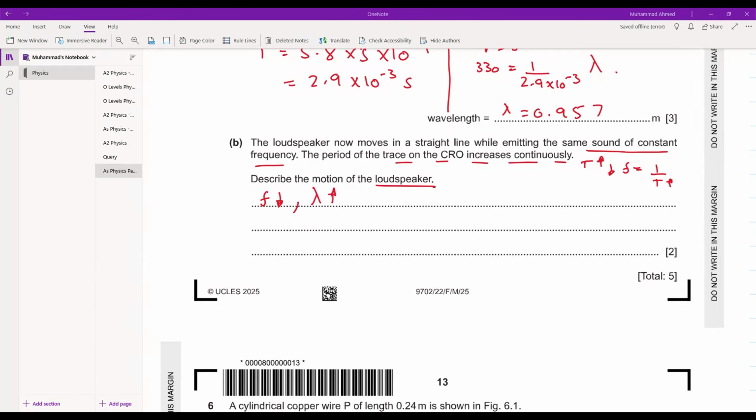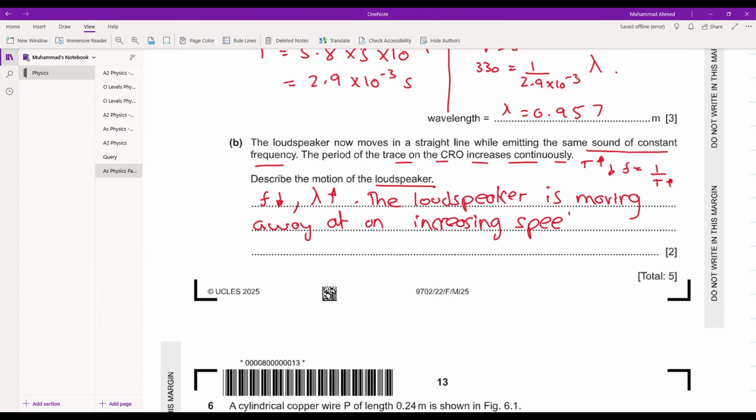You will say the loudspeaker is moving away at an increasing speed. Simple. Let's further move ahead.